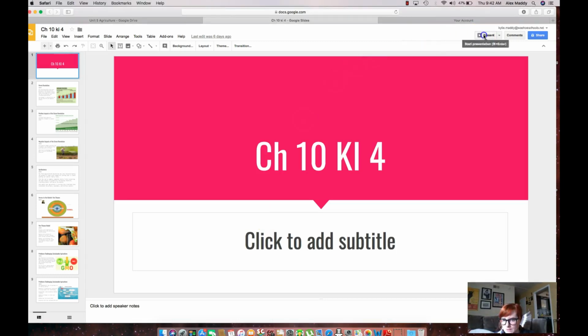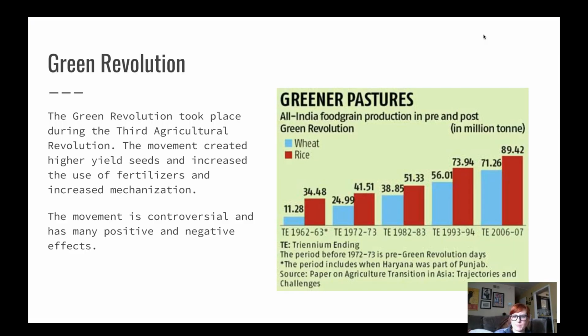We are, if I can get this thing going, there we go. We are looking at Chapter 10, Key Issue 4 today. We're going to be talking about mostly the third agricultural revolution. So you should have a notepad ready to add things to your notes. Remember, you did a chart for Chapter 10, Key Issue 3. We're going back to just normal notes, Chapter 10, Key Issue 4, so that's what you should be doing. And I'll get started so we can get this done.